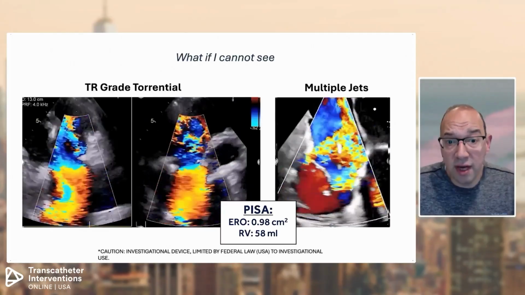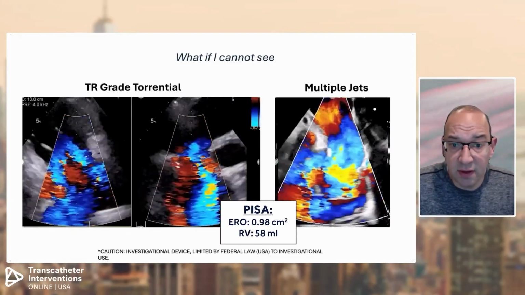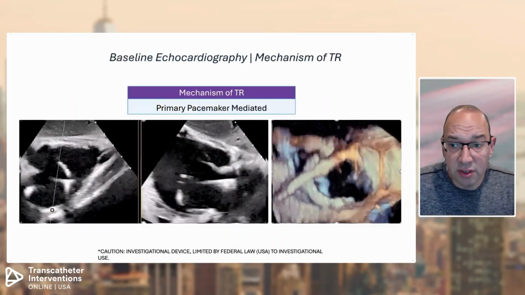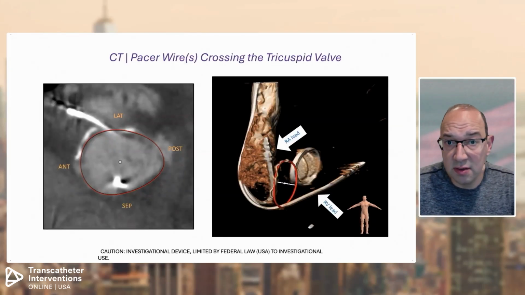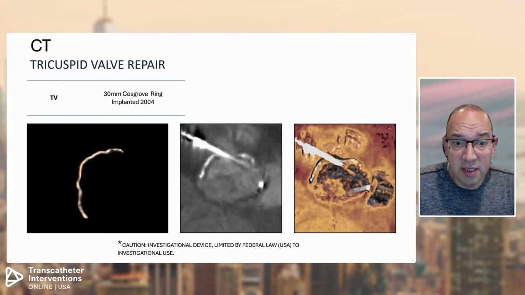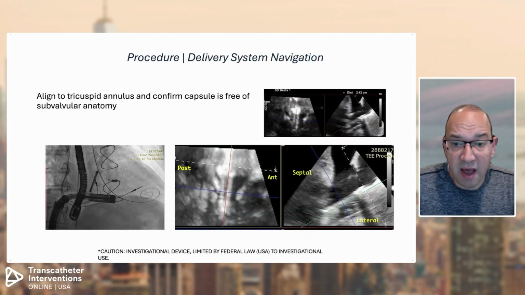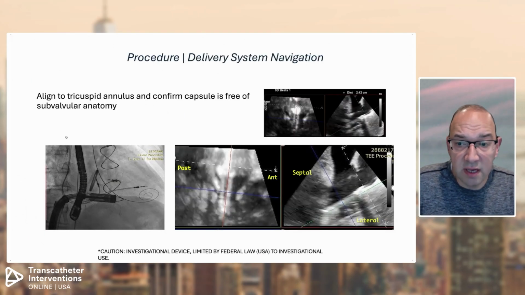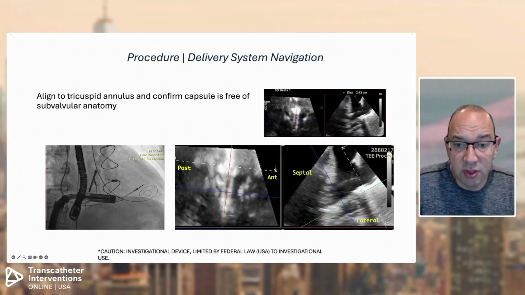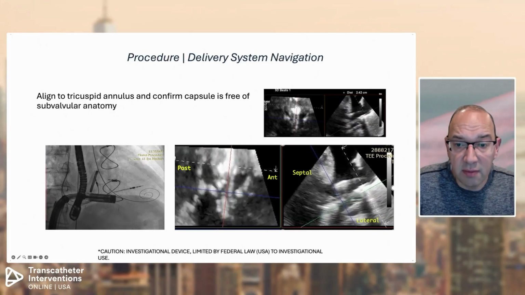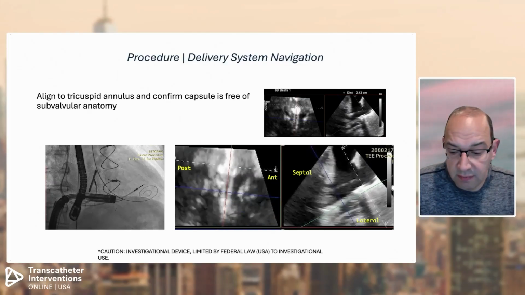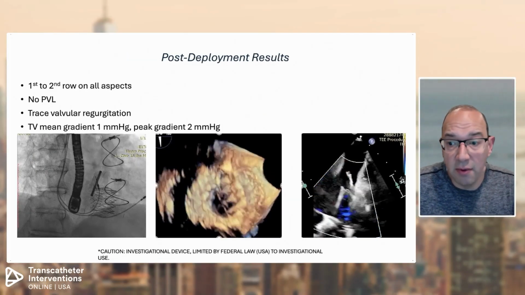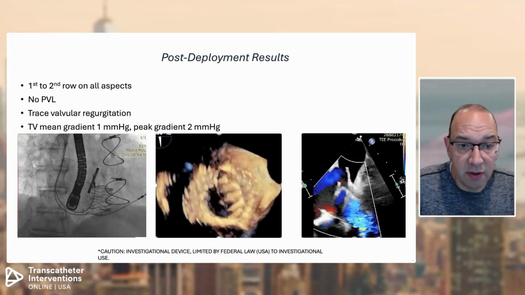Now, what if we cannot see? This is a difficult case. There are leads, there's torrential TR, there is an annuloplasty ring, and in this case, visualization was not great. This case was treated with the Intrepid valve, and as you can see, the concept of deployment is atrial through ventricular. You define where the brim is, and you deploy the valve. In this case, we were able to achieve good results, despite the fact that we were not able to see the anatomy very well.